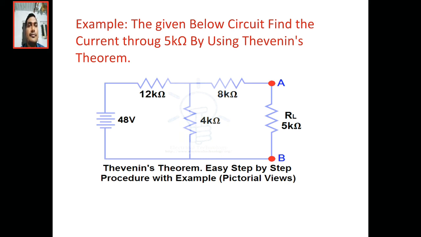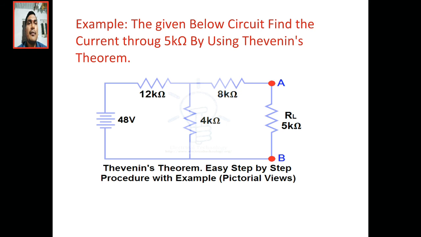See here, in the given circuit 5 kilo ohms is the load resistance. By using Thevenin's theorem we have to find the load current, or the current through the 5 kilo ohm resistance. Here the supply is 48 volts and the resistances are 12 kilo ohms, 4 kilo ohms, and 8 kilo ohms. By using step-by-step analysis of Thevenin's theorem, we will find our load current.